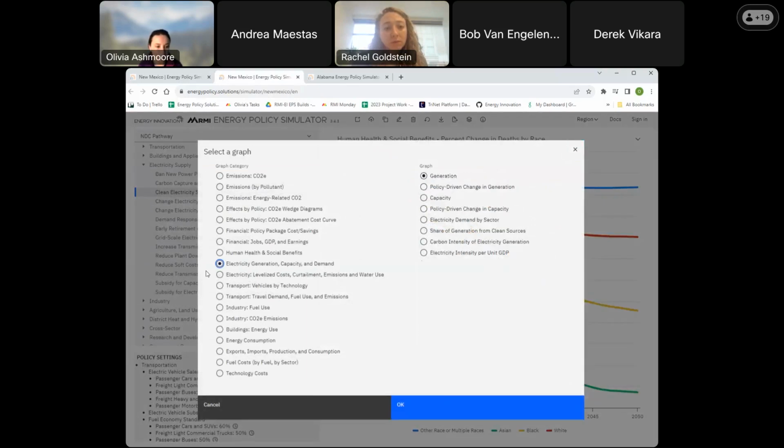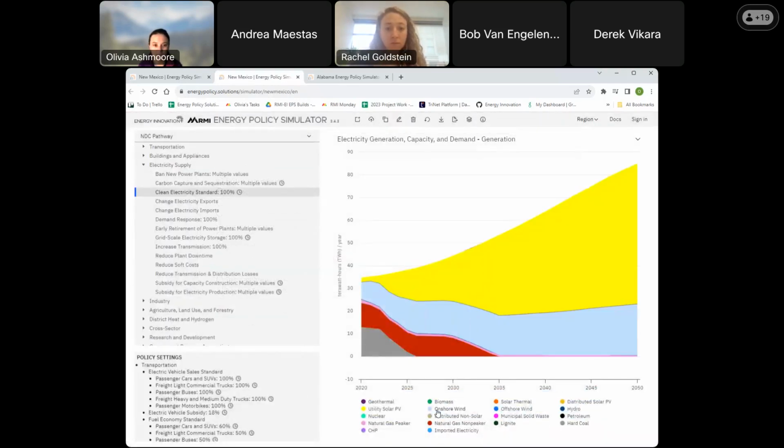One last graph I'll highlight is just the electricity generation graph. We have a forecast, as Rachel said, of the power sector profile, which includes both renewable and non-renewable fuels. So in the NDC scenario, you can see we're phasing out coal and natural gas. We're leaving some natural gas peaker in place and then adding a ton of onshore wind and solar. This is currently getting an update. So this section of the model will be improved to be more of an hourly capacity model coming soon, hopefully in January or February.